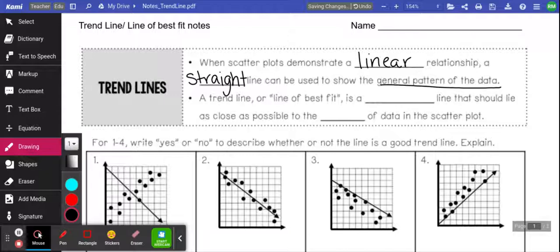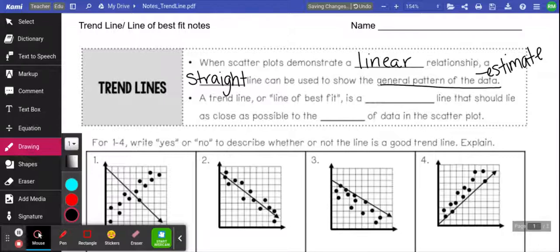Okay, so when we're drawing these trend lines, it's a general pattern of data. So this is, I'm going to spell it wrong, this is an estimate. We're estimating the data by drawing a trend line.